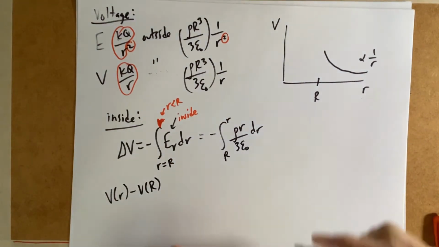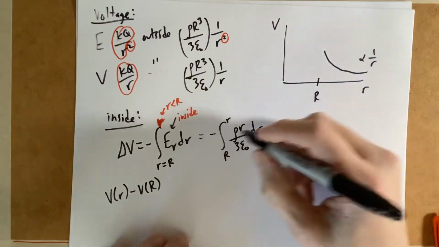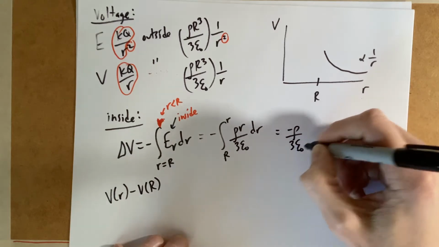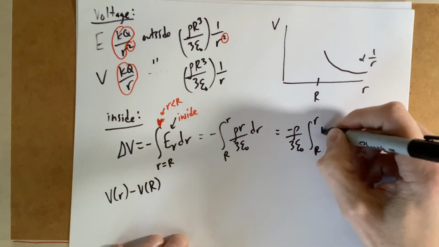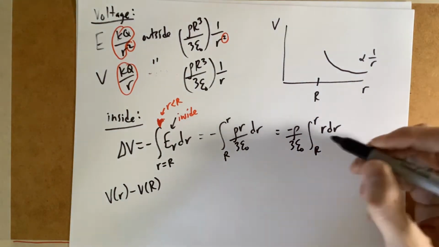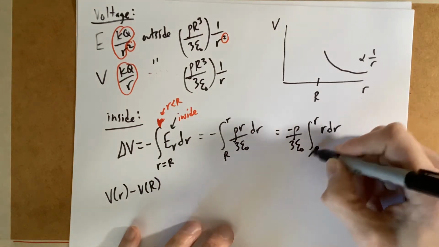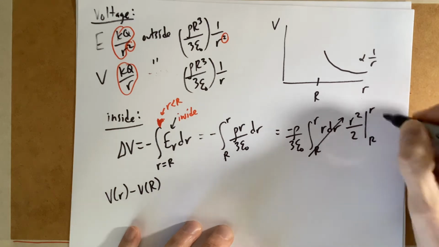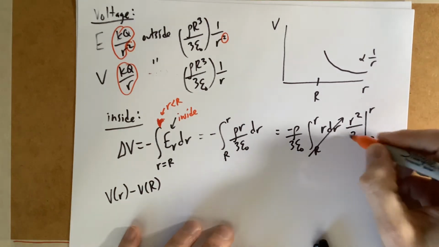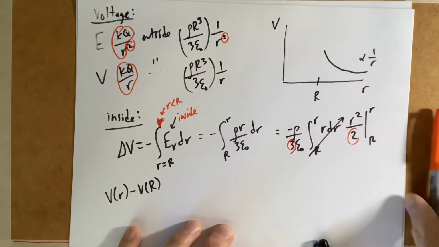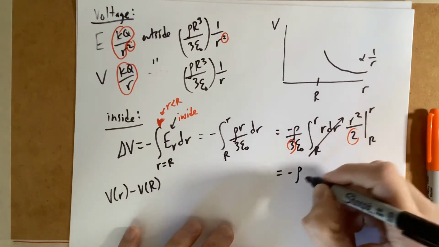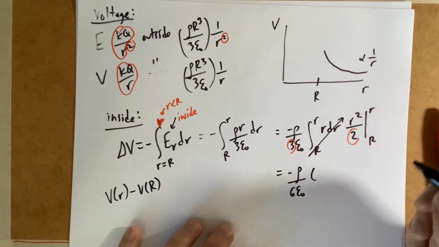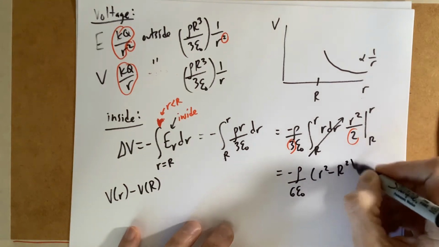All right, so let's go ahead and do it. If rho is constant, you just pull it out. 3 epsilon naught as well. And we get this integration r dr. And of course, that's good old r squared over 2. And I have to evaluate that. Before I even do that, I can take the 3 and the 2 here and make it a 6, minus rho over 6 epsilon naught, and then r squared minus big R squared.